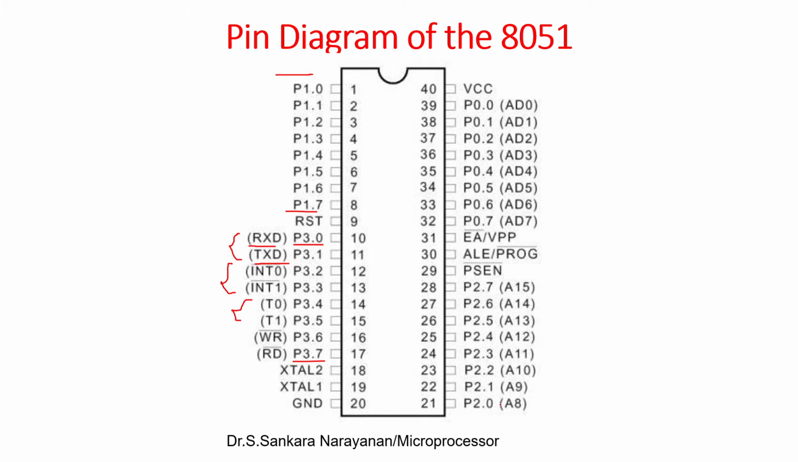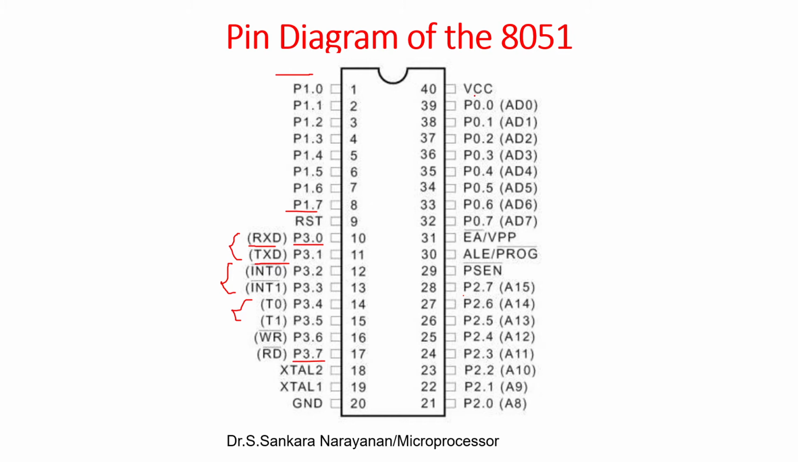Pin numbers 21 to 28 are port signals, port 2.0 to port 2.7. Pin number 29 is program store enable. Pin number 30 is ALE, address latch enable. Pin number 31 is the external access signal. Pin numbers 32 to 39 are again port signals, port 0. And pin number 40 is the power supply signal, VCC.